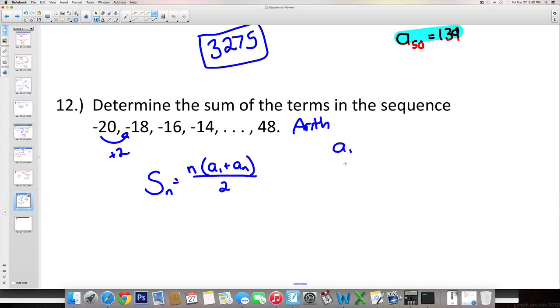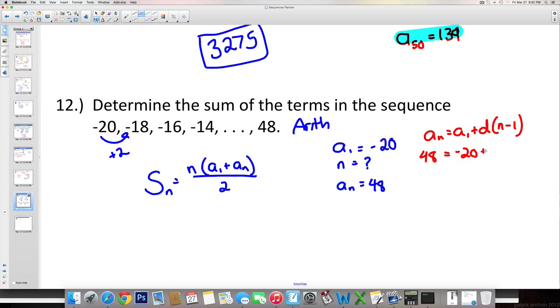Let's see what we have. Let's see what we need. Once again, our first term is negative 20. Do we know how many terms there are? Well, we know the last term is 48, but we don't know what term number this is. So that's a question mark right now. Once again, to find it, we'll have to use our arithmetic sequence formula. We want to figure out what term number 48 is.